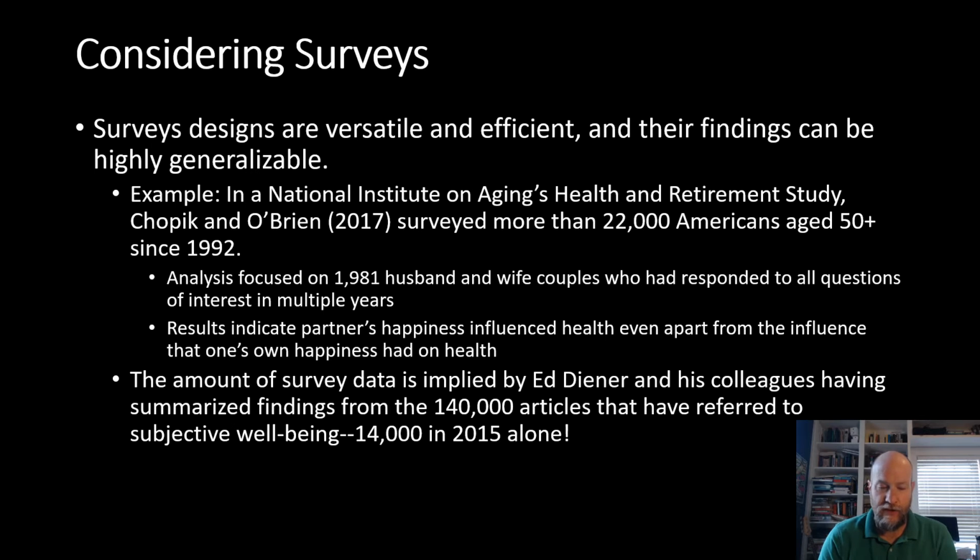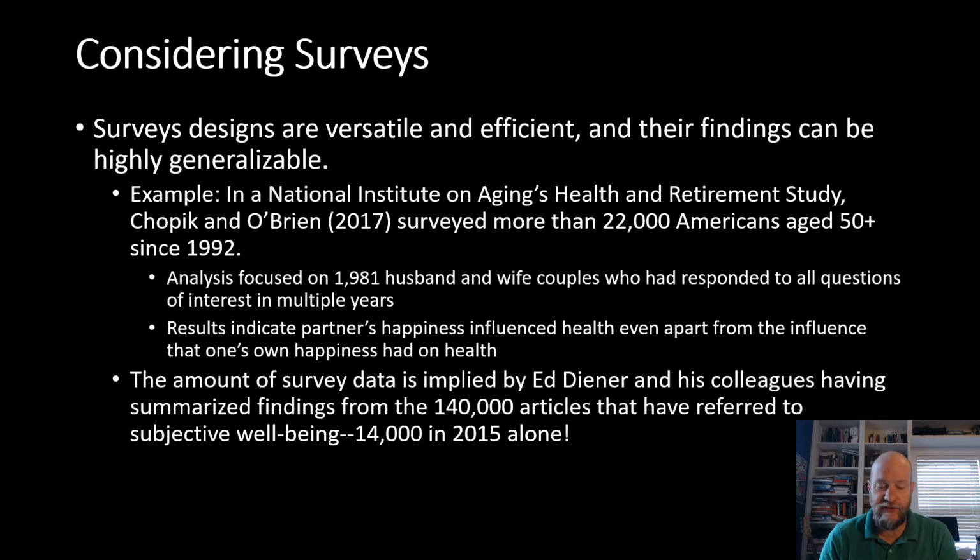There's an example from your book, the National Institute on Aging's Health and Retirement Study. This was in 2017. They surveyed 22,000 Americans aged 50 plus, and they've been doing this since 1992. It's an ongoing survey. And the analysis sort of focused on about 2,000 husband and wife couples who had responded to all of the questions of interest in multiple years. So the research that Chopik and O'Brien did was only looking at people that continuously responded to the survey from '92 up until more recently.